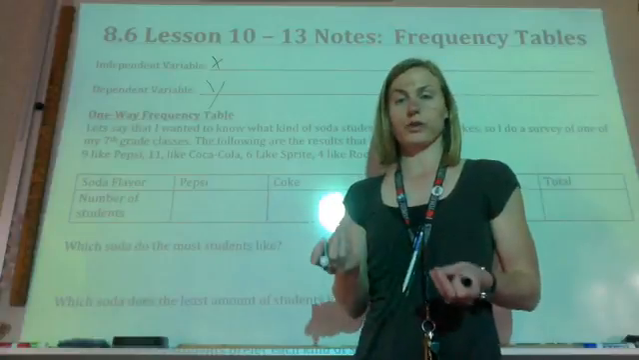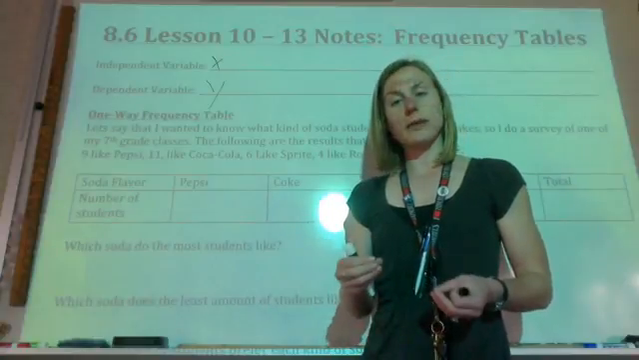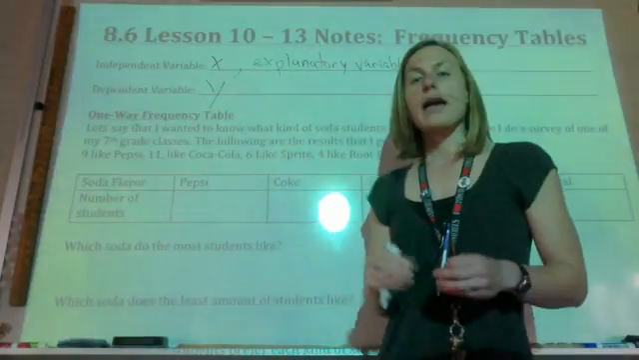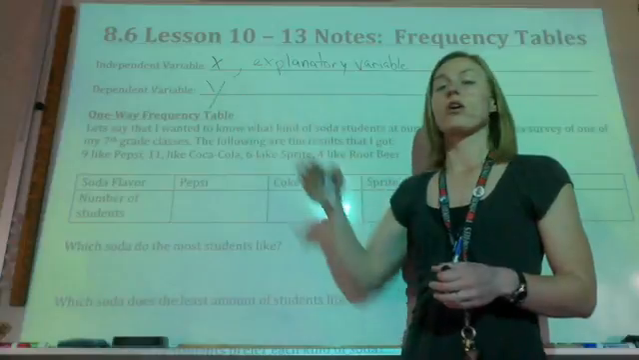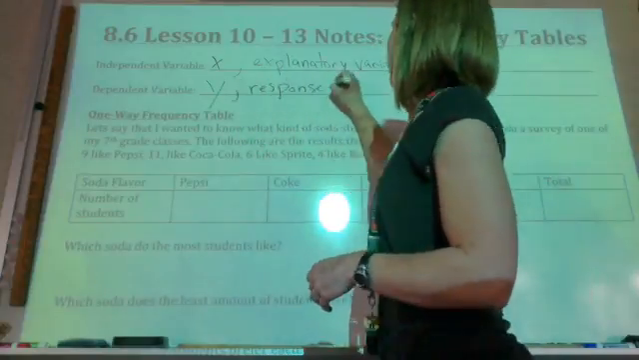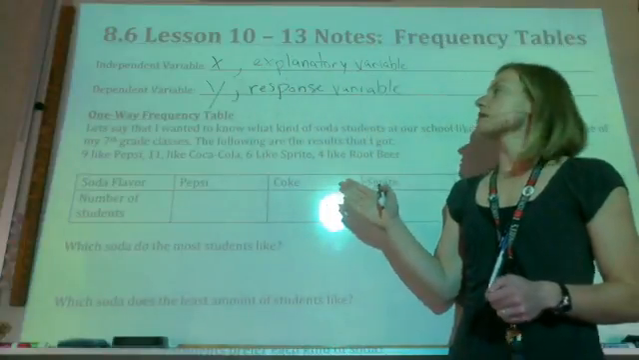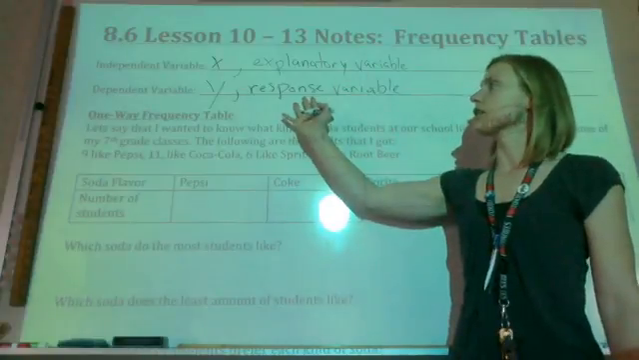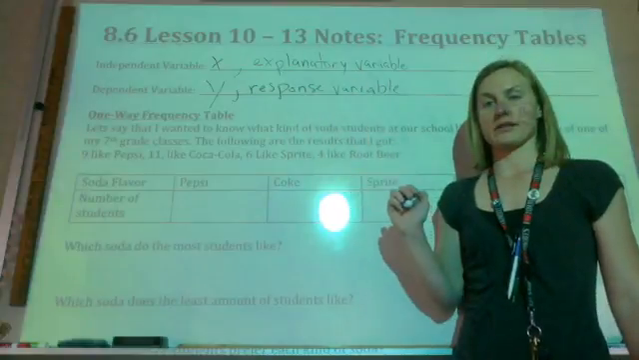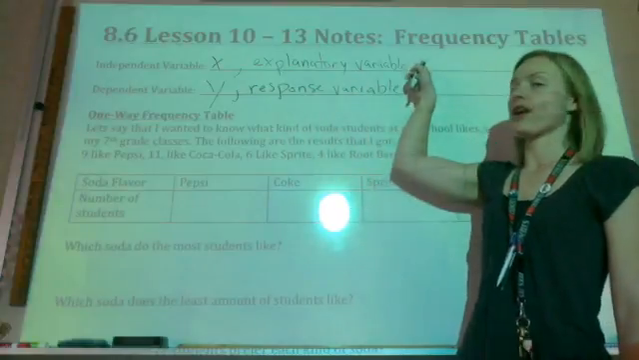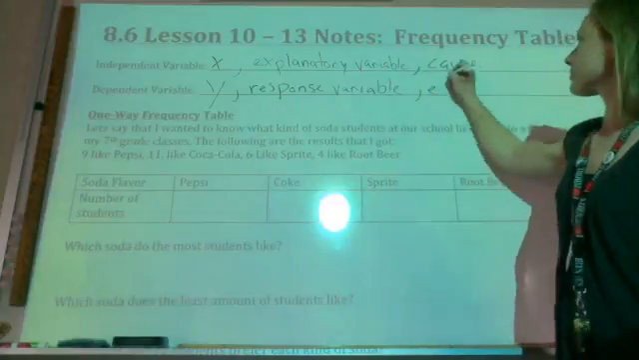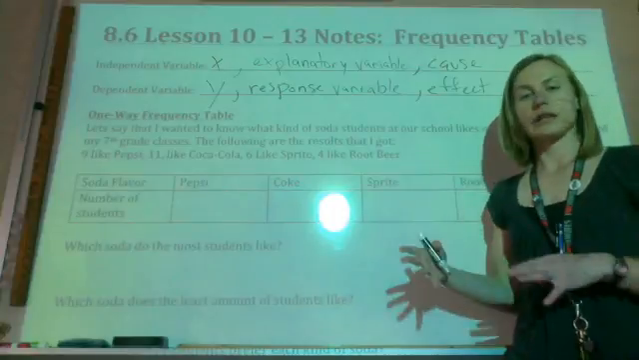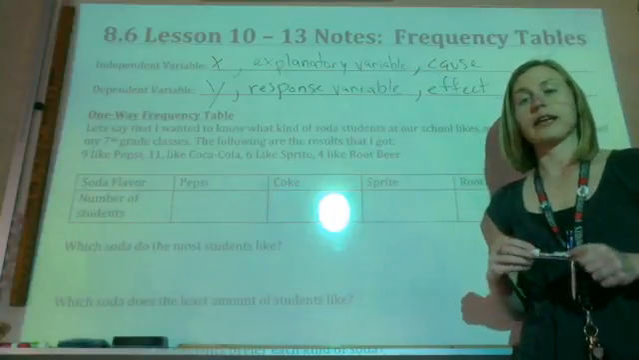There's also other words for this. Sometimes you see the independent variable called the explanatory variable. And you see the dependent variable called the response variable. So what this means is x will explain why y is changing. So y is changing in response to x. So you can also think of these as your cause and your effect. So in class we'll look at some examples of identifying which variable is which. The main thing I want to get to today is the frequency table.